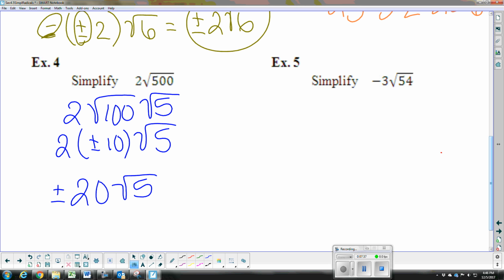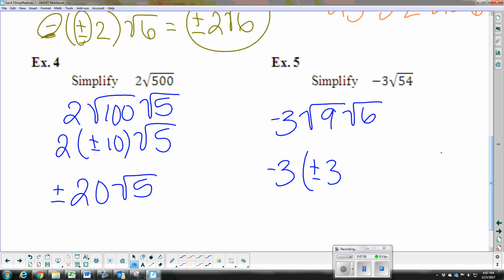All right, so the next one, simplifying negative 3, we're going to leave that there, times the square root of 54. So again, we're looking for the largest perfect square. So that's times the square root of 9 times the square root of 6. So that's negative 3 times plus or minus 3 times the square root of 6. The square root of 9 is plus or minus 3. So that gives us plus or minus 9 times the square root of 6, because negative 3 times positive 3 is a negative 9. Negative 3 times a negative 3 is a positive 9. So we still have plus or minus 9 times the square root of 6.